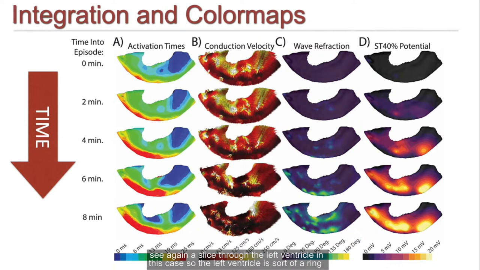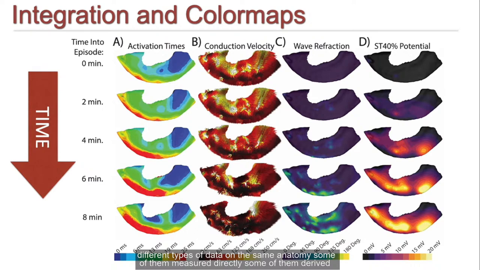And here you see, again, a slice through the left ventricle in this case. So the left ventricle is sort of a ring, and we're seeing its contour like a small U-shape there. And so the anatomy is the same in each case. But what's different here again is what exactly we're rendering. So we have different types of data on the same anatomy.